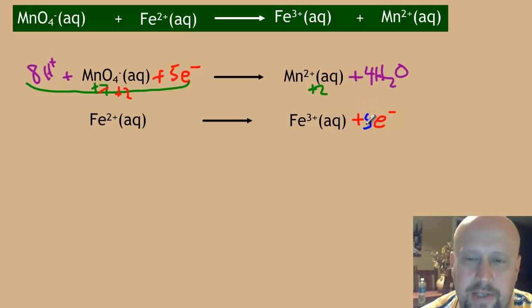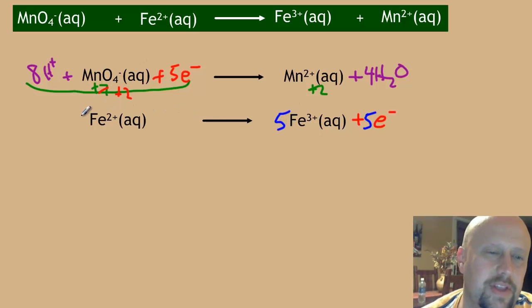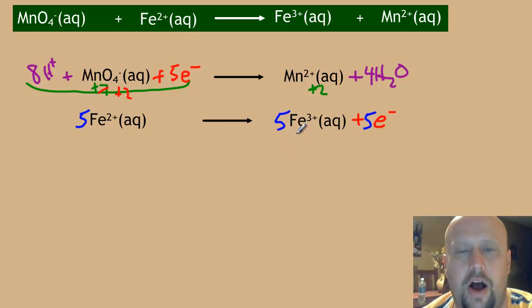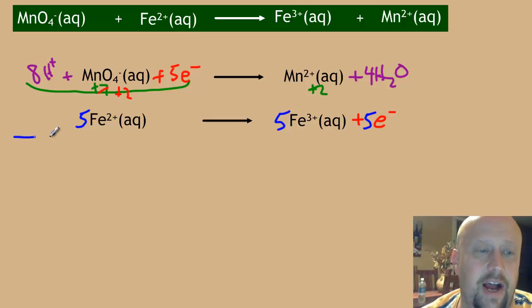So the way I'm going to do that is I'm going to make this a 5, but what our rules of algebra say is that whatever I do, I have to do it to everything in the equation, so that's going to mean that I'm going to multiply the whole oxidation equation essentially by 5.